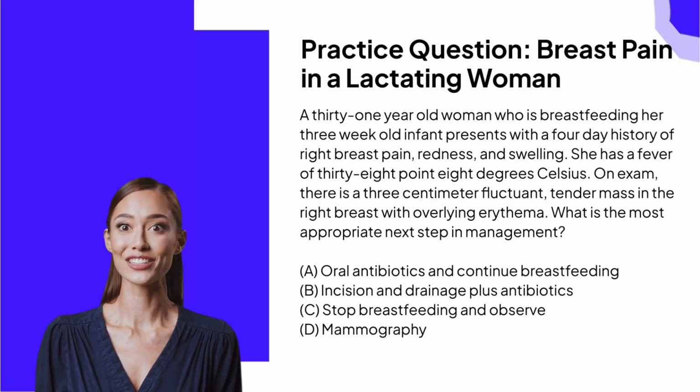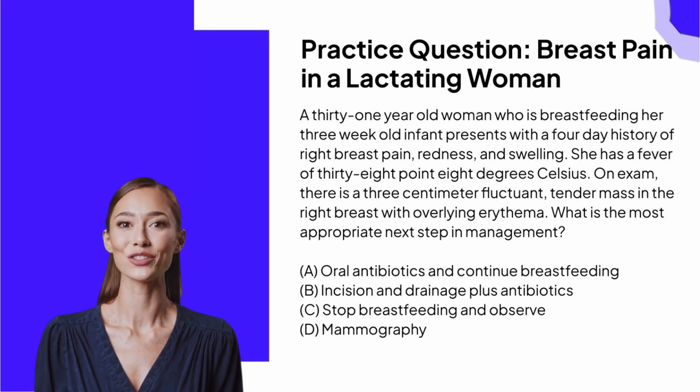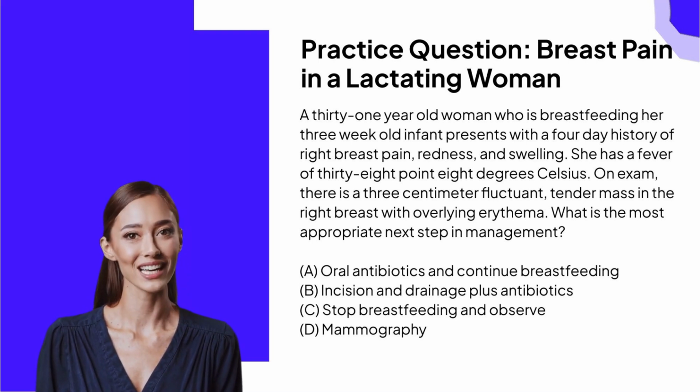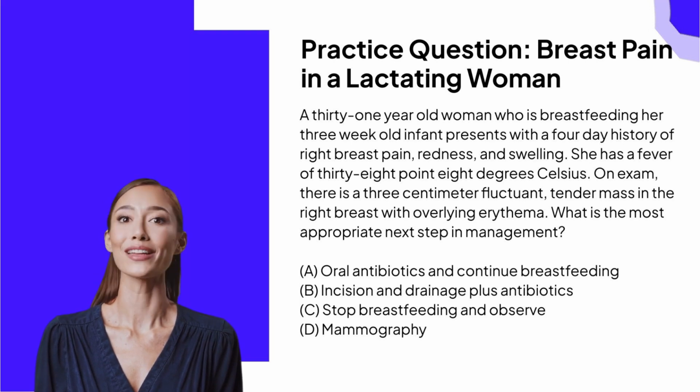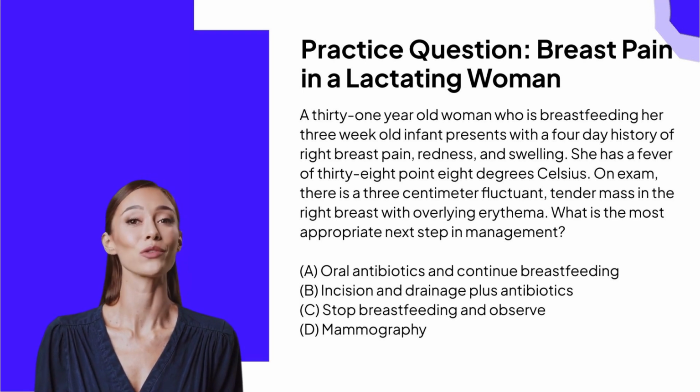Here is our third practice question. A 31-year-old woman who is breastfeeding her 3-week-old infant presents with a 4-day history of right breast pain, redness, and swelling. She has a fever of 38.8 degrees Celsius. On exam, there is a 3-centimeter fluctuant, tender mass in the right breast with overlying erythema. What is the most appropriate next step in management? Think about what the key finding in the physical exam is and how it changes your management before moving on.